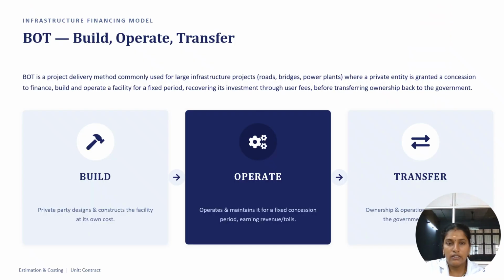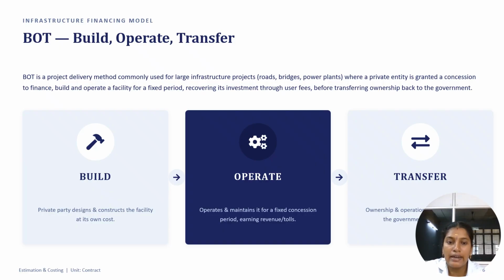Next we will see the BOT, build, operate and transfer. I am going to explain build, operate, transfer. Before that, I will give an example for BOT. What is the example for BOT? The construction of lanes and tolls. So that is the main example where we can clearly identify the BOT. What is BOT here? Build, operate, transfer, right?